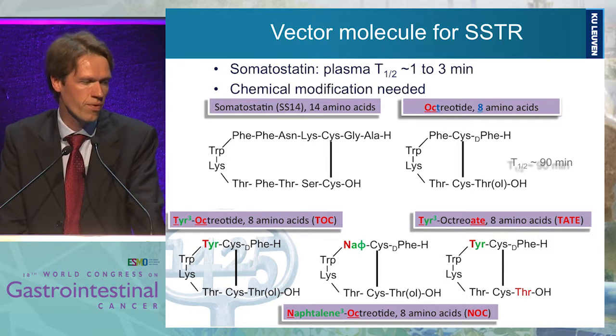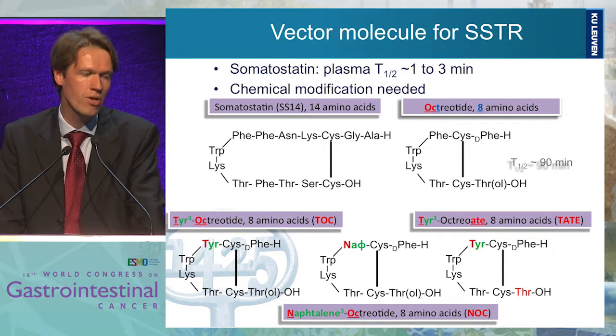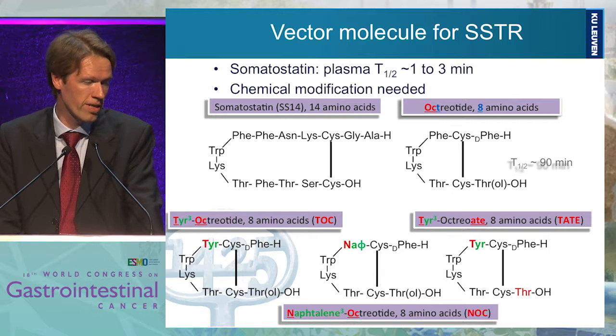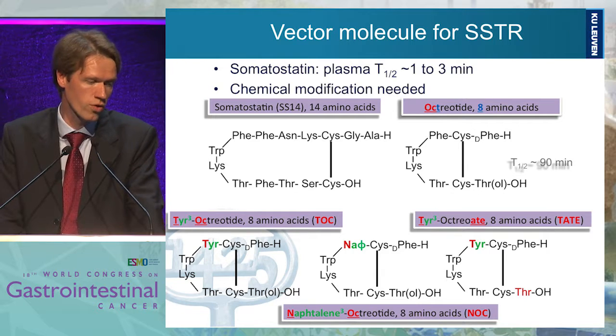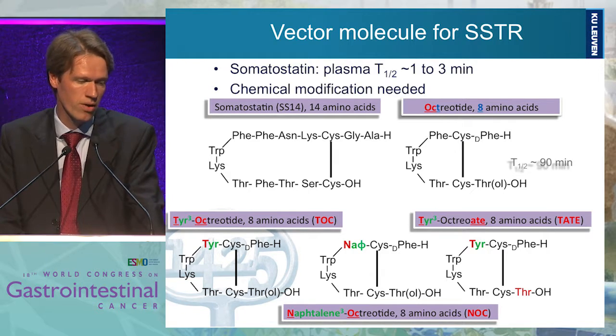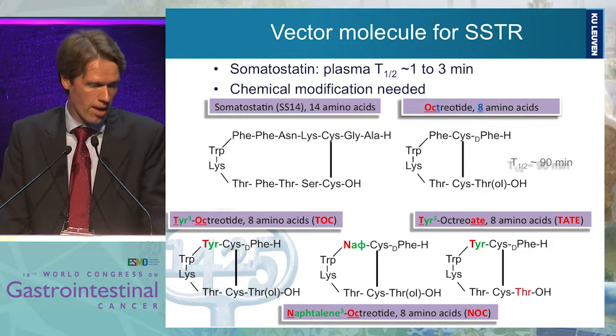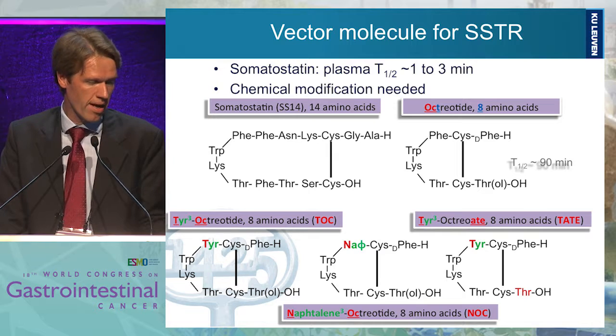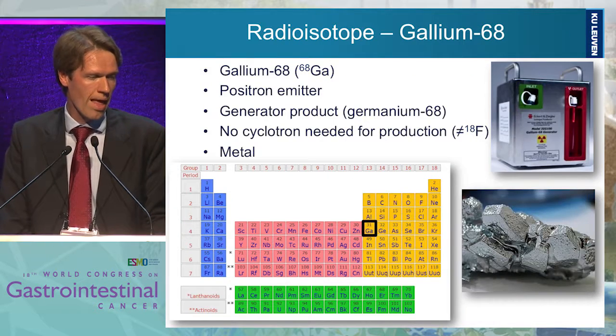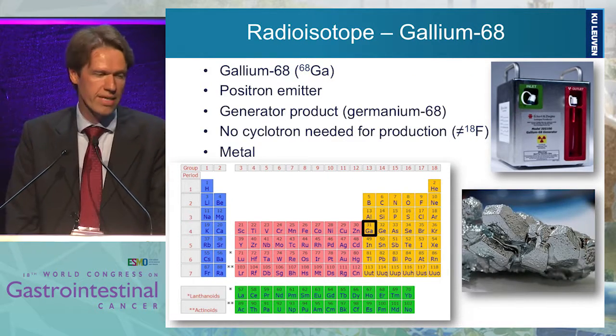These are derived from an 8 amino acid version of somatostatin, which is octreotide. And by changing specific amino acids, for instance, changing phenylalanine to a tyrosine, we get TOC. If we change it to octreotate, we get TATE. And if we put an artificial amino acid, naphthalene, now we get NOC. And it is then labeled with gallium-68.